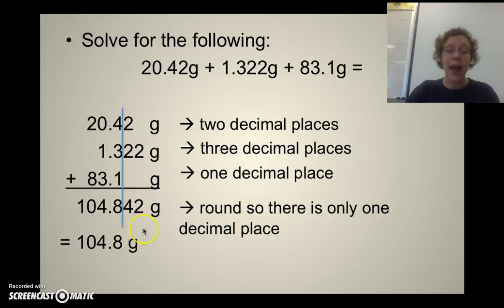Again, remember that you have to have your unit on all of your measurements. On the AP test, you will be docked points, as well as in my class, you'll be docked points if you don't have your unit. That is for addition and subtraction. Same rules would apply if these were being subtracted together.